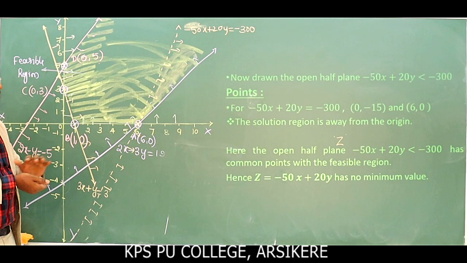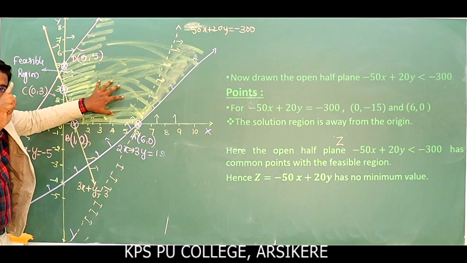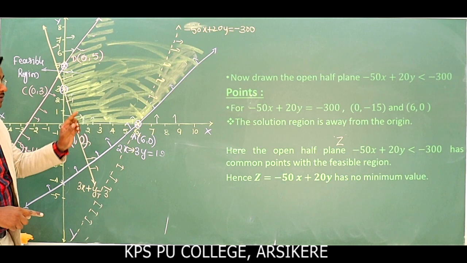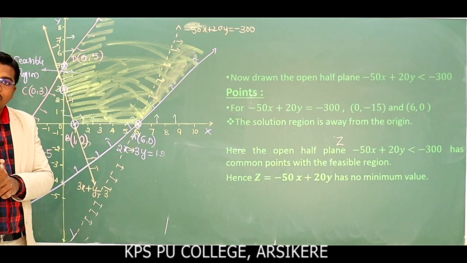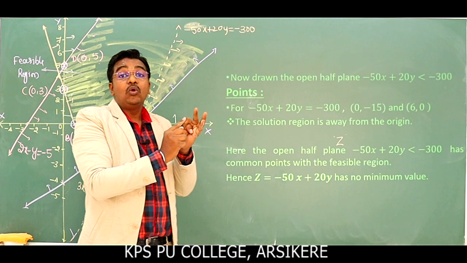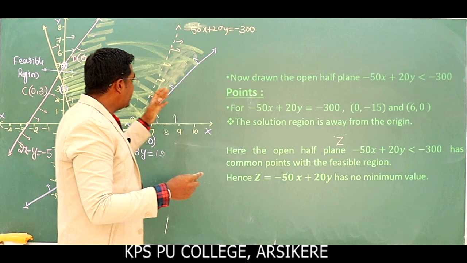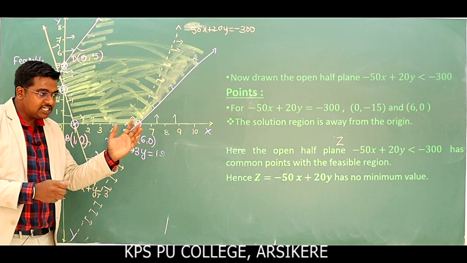Okay, this is the method to find the minimum value. We have to be careful because the region is unbounded, so for an unbounded region we have to carry one more step. For minimum, take the less than: minus 50x plus 20y less than minus 300. In both cases, whether the feasible region is bounded or unbounded, we carry the first two steps as they are. First, find the feasible region, then find the value of the objective function at the corner points. When the region is bounded, it is not a problem, because the largest value becomes the maximum and the least value becomes the minimum.